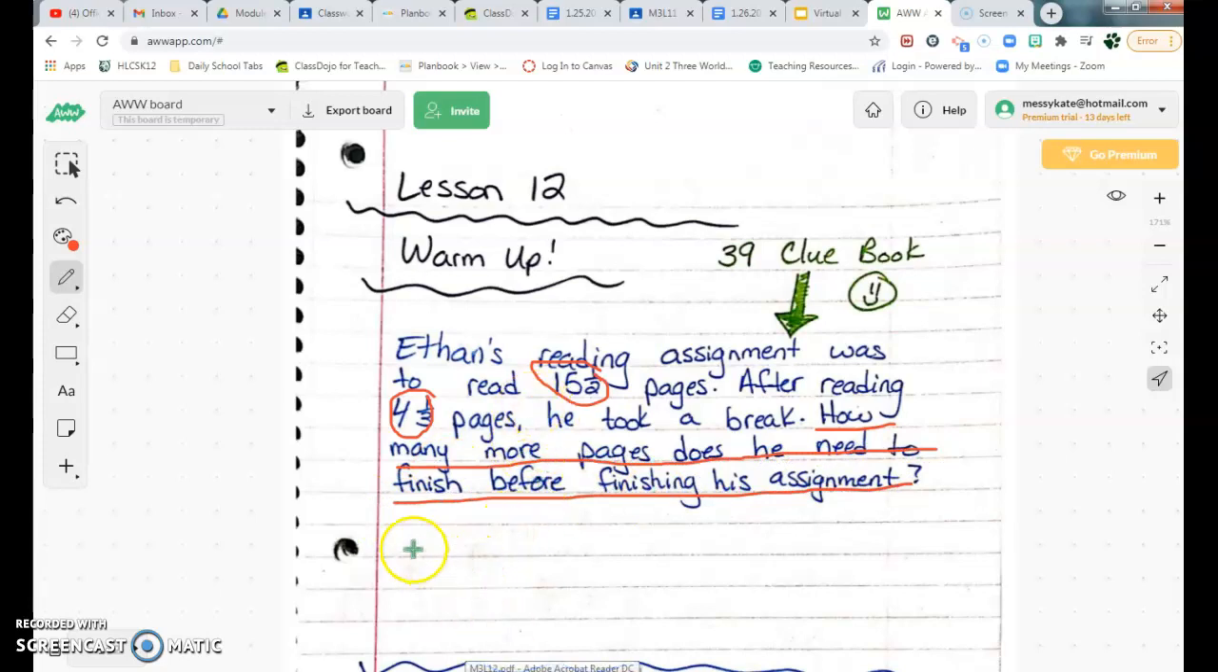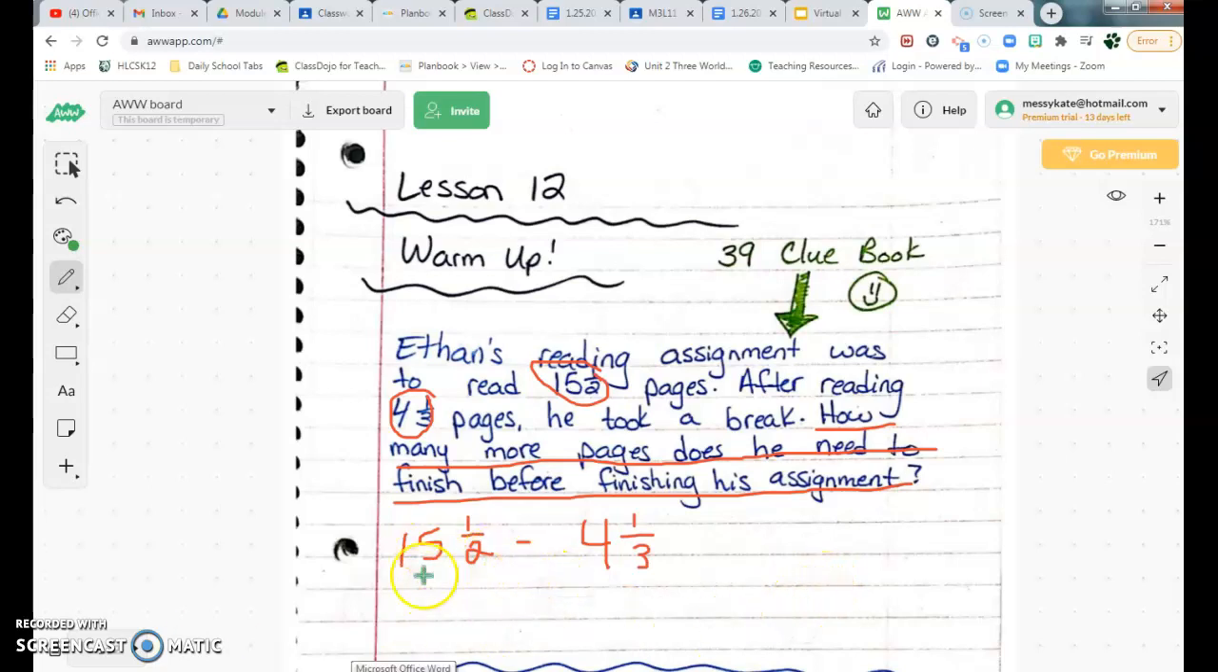Well, if he needed to read 15 and a half, and he read 4 1/3, I need to subtract what he read from what he needs to read to solve this problem. So I'm going to be subtracting two mixed numbers. In order to do that, I need to convert these into improper fractions.